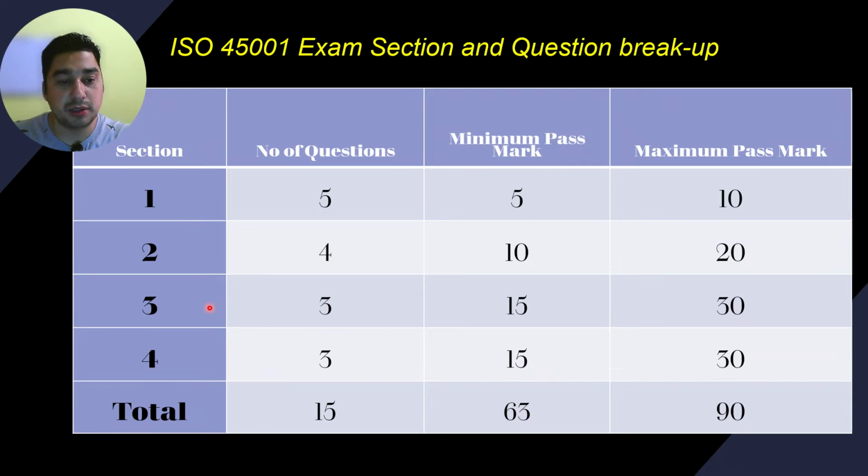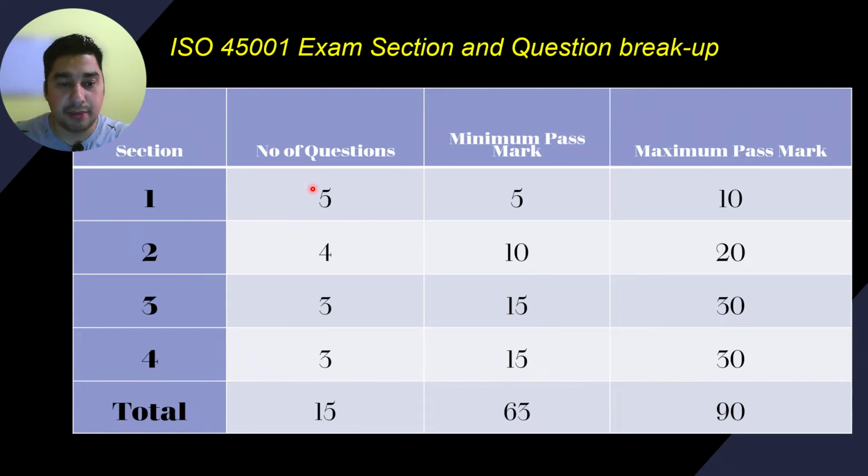Then we have section number 3. In this section number 3 you will get 3 questions, and each question will be 10 marks. So the full marks will be 30, and the minimum marks you have to get is 15. After that we have section number 4. In section number 4 also you will get 3 questions, each question will be 10 marks, and minimum 15 marks you have to get. So the full marks will be 30, but minimum you have to get at least 15 marks.